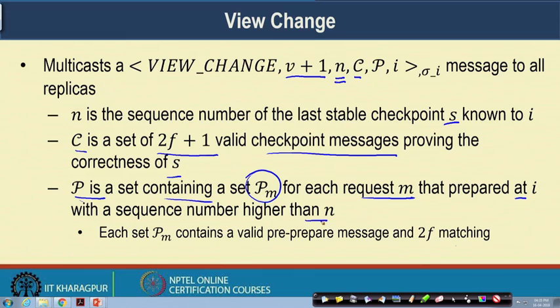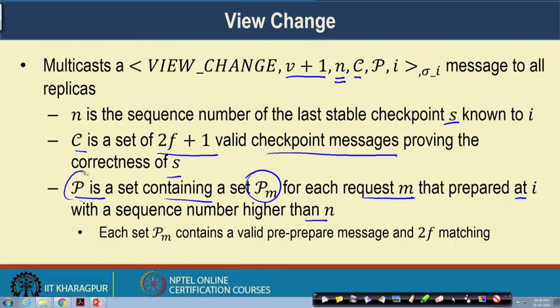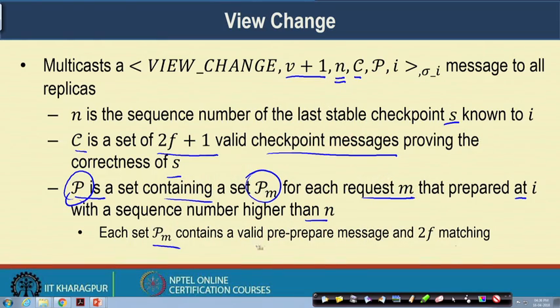It ensures that certain request messages may still be flowing in the network, but you want to initiate a view change. Whenever you initiate a view change, you also embed the requests which have been initiated in the previous view but have not yet committed, because once the view change is done, those old messages need to be taken care of. Because of that, this particular set P embeds all such old requests. Each set P_m contains a valid pre-prepare message and 2f matching prepare messages for that pre-prepare message.